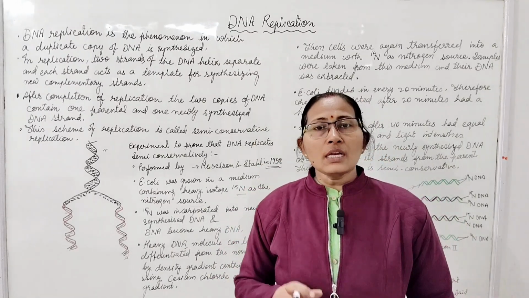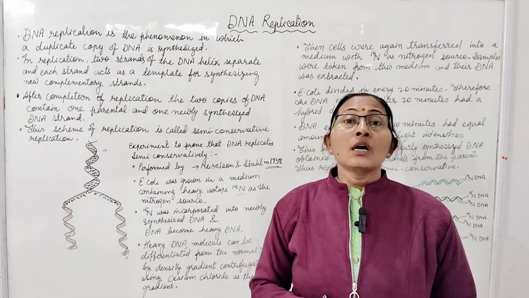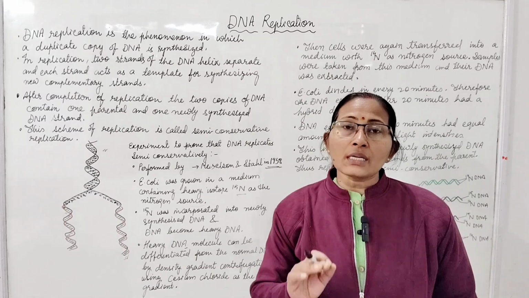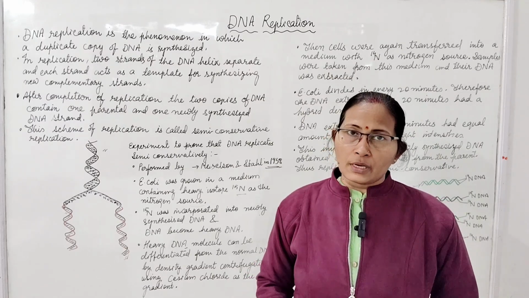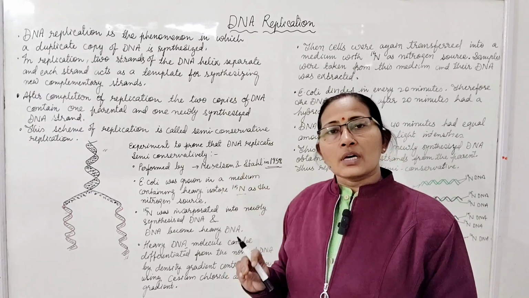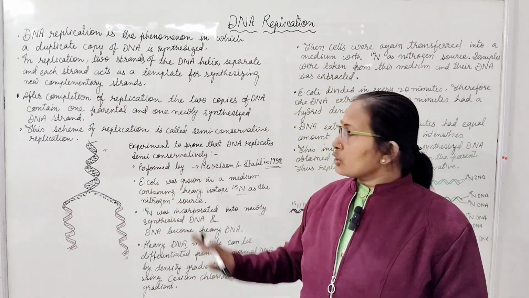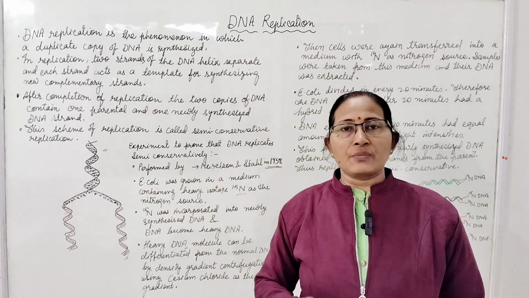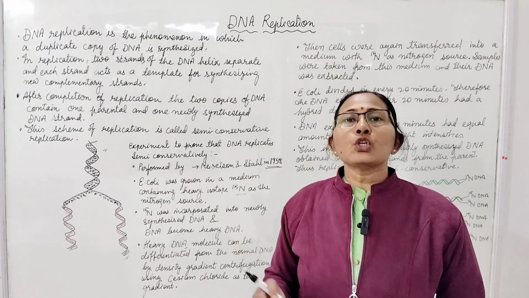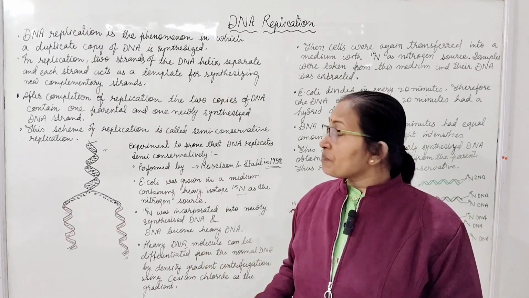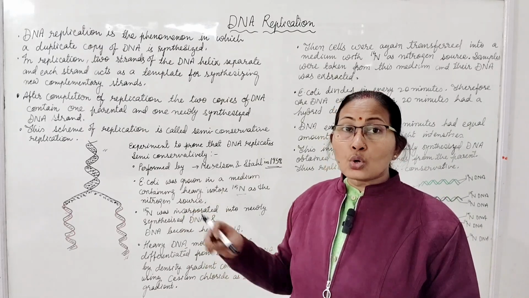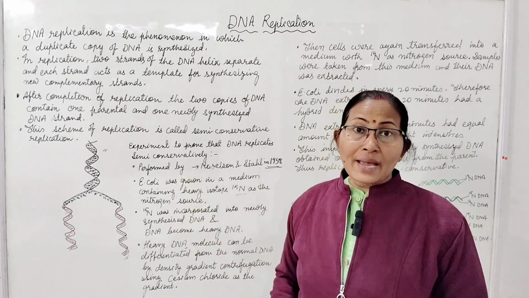Meselson and Stahl in 1958 did an experiment to prove that DNA replicates semi-conservatively. What did they do in their experiment? They took E. coli and used the heavy isotope N15 as the nitrogen source, in which they grew the E. coli bacteria.